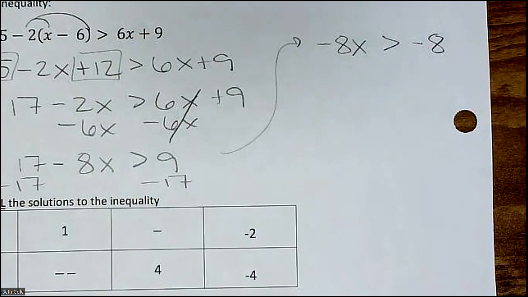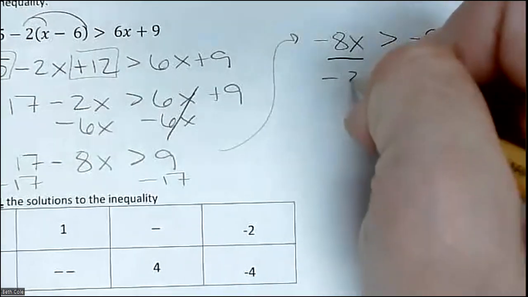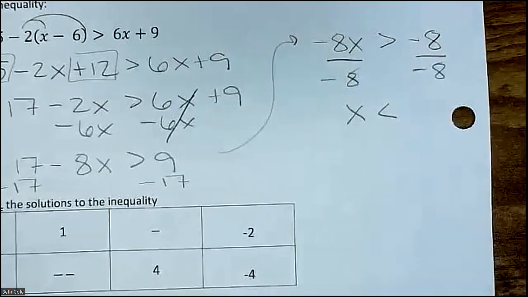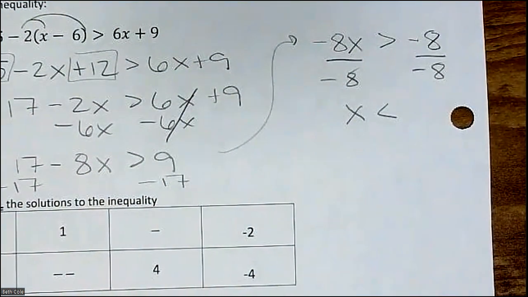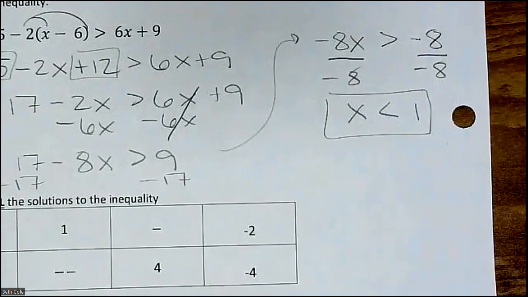All right, and then what's your last step? Divide by, oh, we divided by a negative. That means flip the sign. And negative 8 divided by negative 8 is positive 1. That's your answer. There were a lot of negatives in that. You have to be really, really careful.